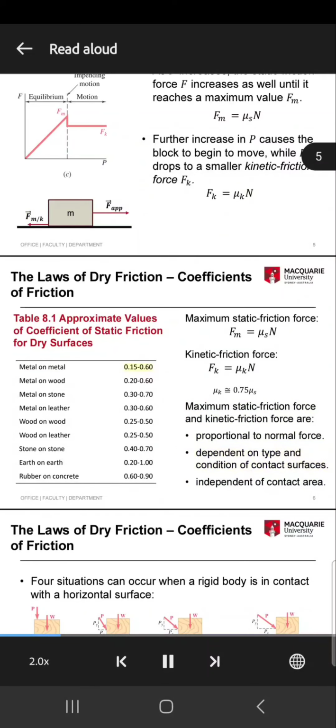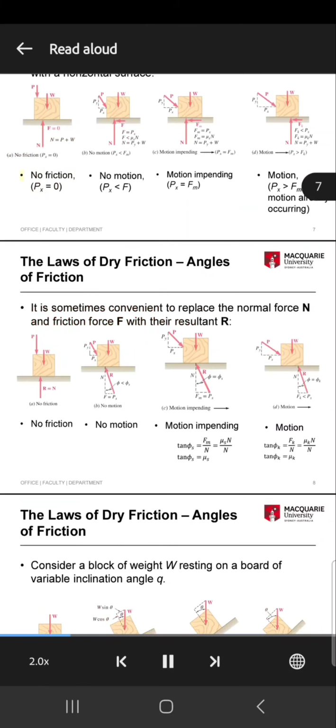contact surfaces, independent of contact area. Metal on metal, 0.15 to 0.60; metal on wood, 0.20 to 0.60; metal on stone, 0.30 to 0.70; wood on leather; rubber. Kinetic friction force, F_k equals mu_k N. No friction, P_s equals 0.